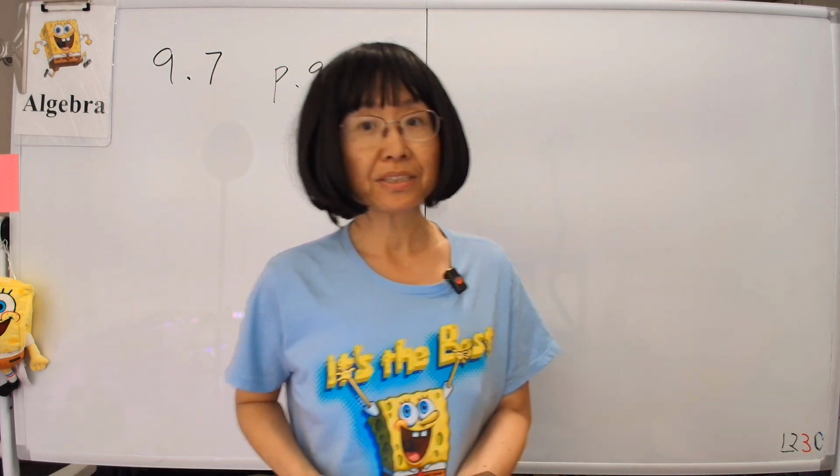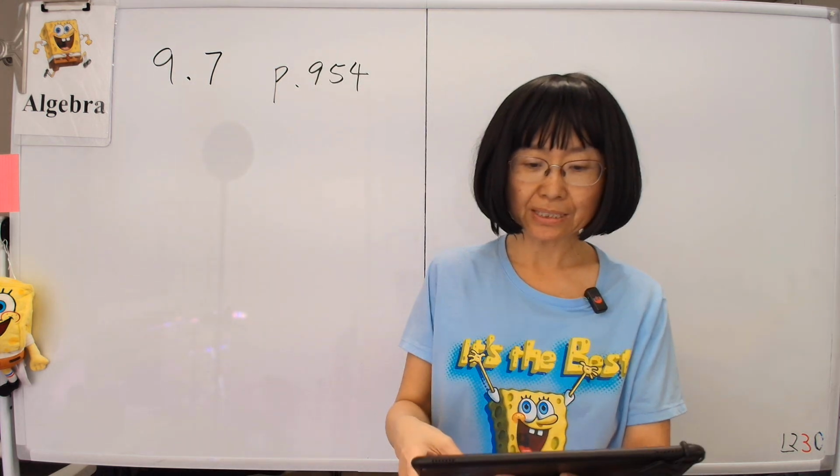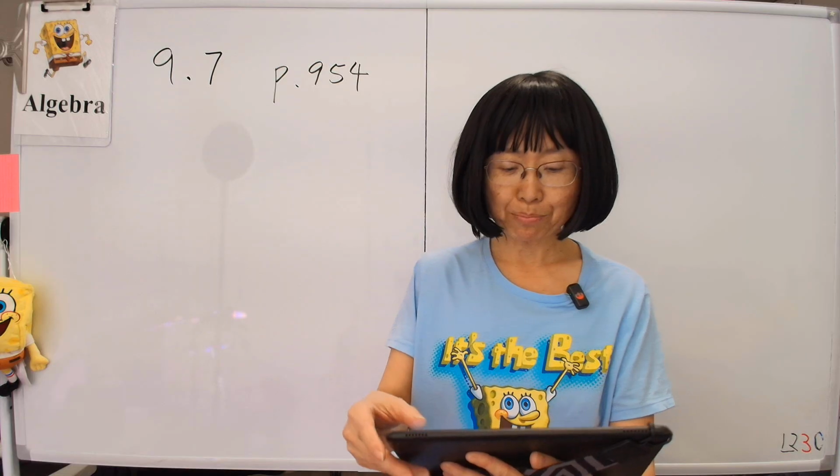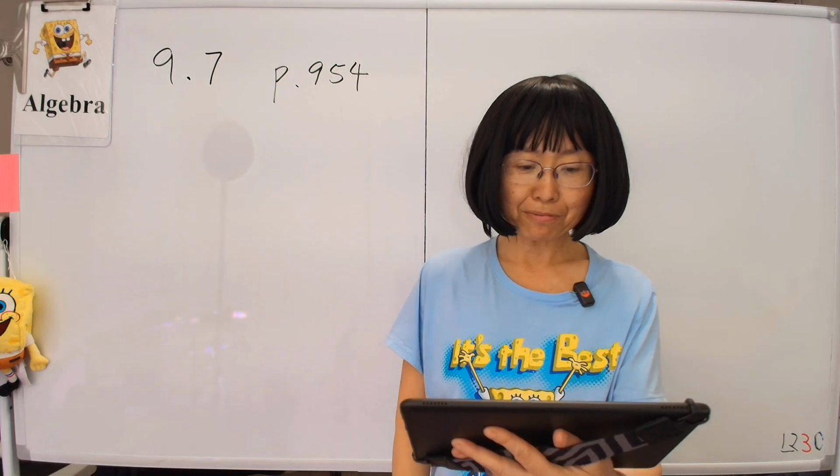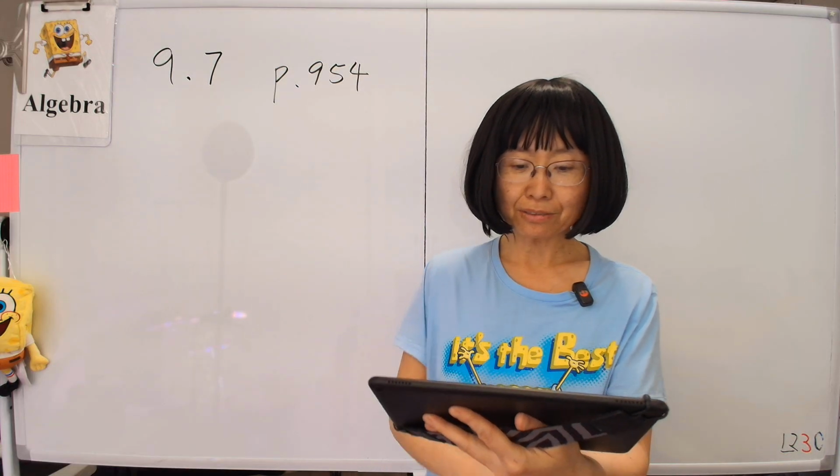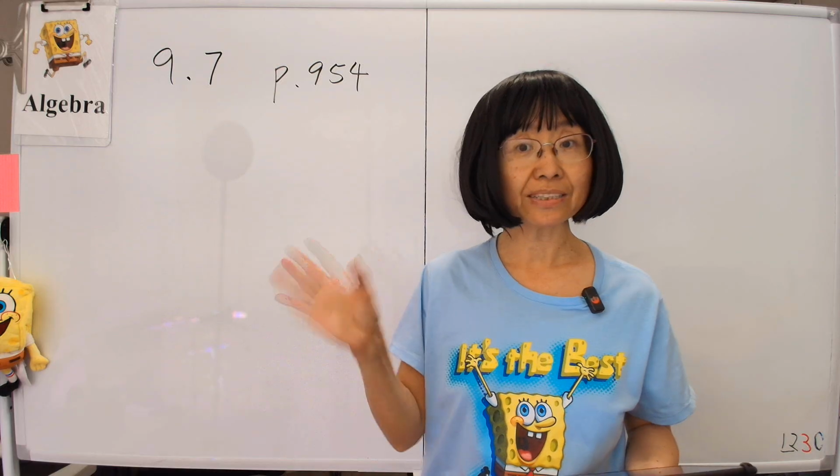Today we're going to do section 9.7, probability. So first let's look at example 1. Example 1 says let's consider the probability of tossing a die.